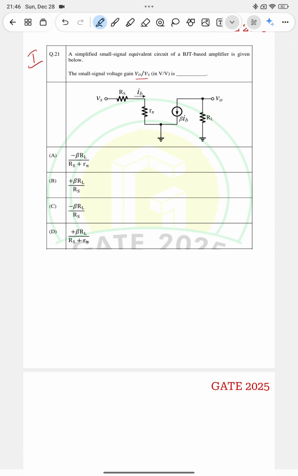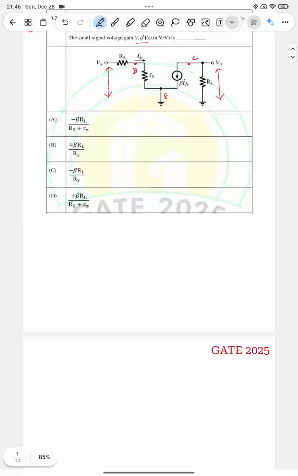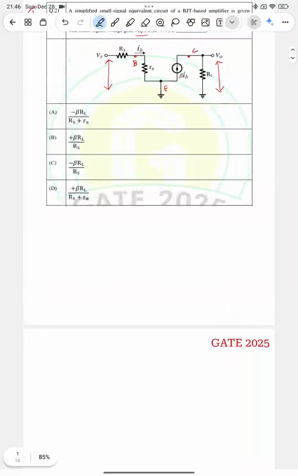Here, it's a small signal equivalent of a BJT amplifier. If I correctly note, this will be the base point, this will be the emitter point, and this will be the collector node of the amplifier. The question is to solve V0 by Vs. V0 is the voltage at the output and Vs is the input voltage, right? So let me draw this here once more. This is the circuit.